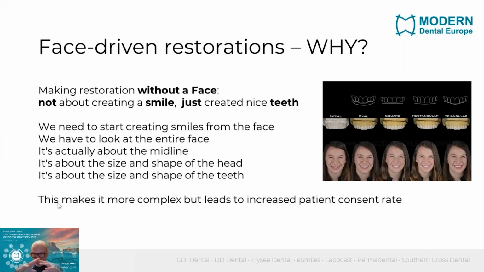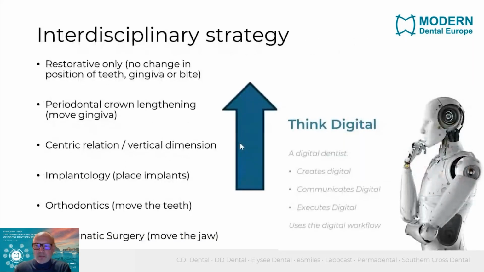We have to look at the shape of the entire face, at the midline, the reference planes, and then decide on this to determine the proper size and shape of the actual teeth in the design. So it makes it maybe a little bit more complex, but using these new software tools, it's quite a straightforward, easy procedure. We use the golden ratio, and this really leads to better treatment plans, better smile designs, and increased patient acceptance.